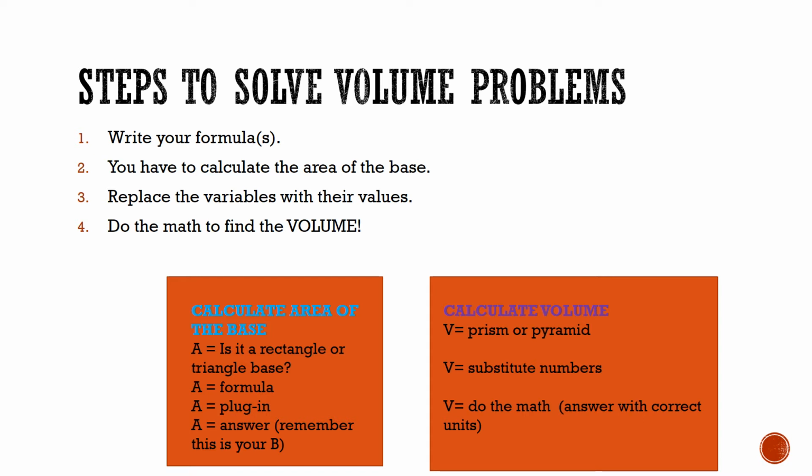So how do we calculate area of the base? You have to remember, is it a rectangle or is it a triangle base? And then you have to write the appropriate formula for that base, and then you're going to plug in and get the correct answer. Remember, whatever your answer is for your area, this is your big B. Then you calculate volume by determining, is it a prism or is it a pyramid? So pay attention when you're reading, is it a prism or pyramid? Then you substitute your numbers in, and then lastly you do the math and answer your problem with the correct units.